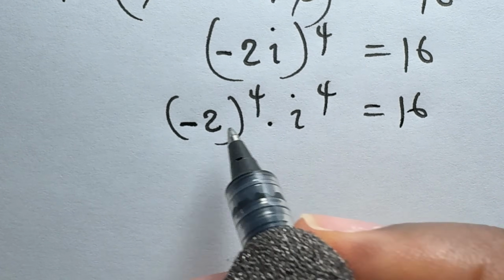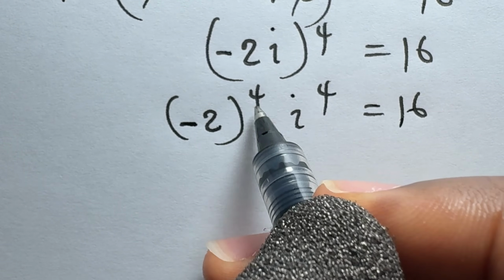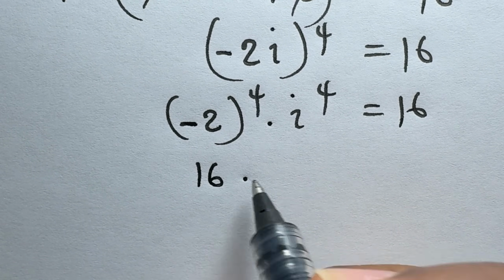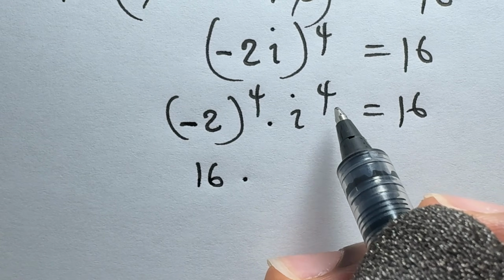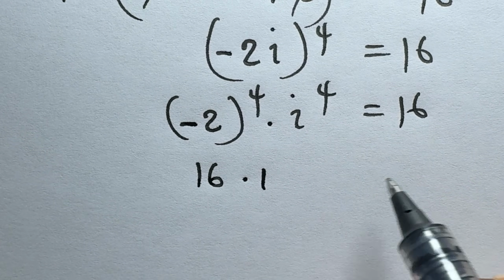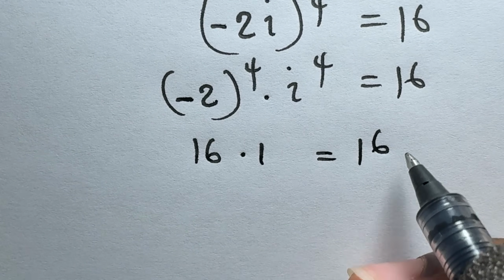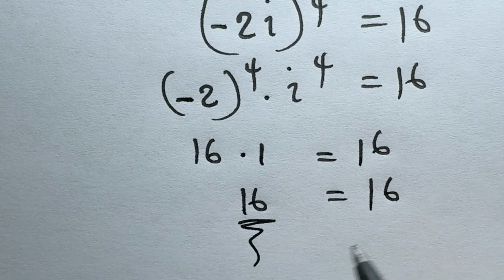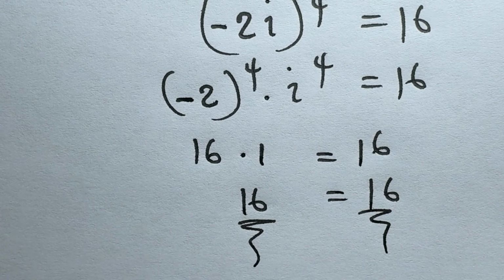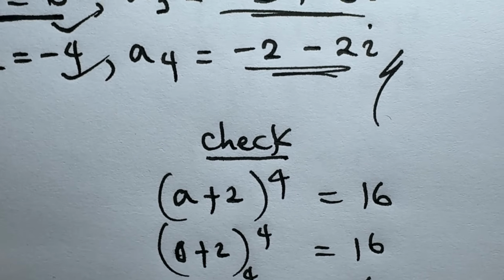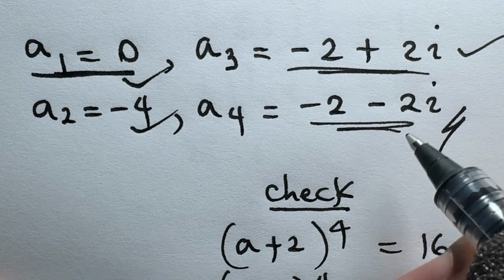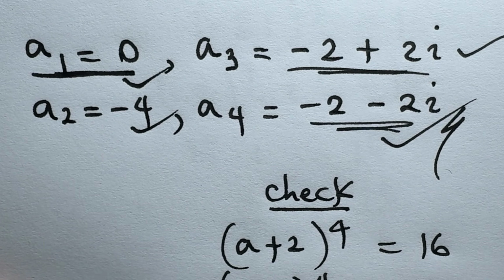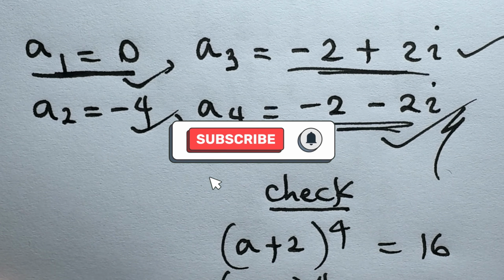Because this is negative and the power is even, this is still going to be 2 raised to power 4, and 2 raised to power 4 is 16. And i raised to power 4, like we did earlier, is 1. So 16 times 1 is equal to 16. So we have 16 is equal to 16. And finally, the left-hand side also balances the right-hand side, which confirms that the last solution is also perfectly correct. So all 4 solutions are correct and acceptable, which brings us to the end of this video.